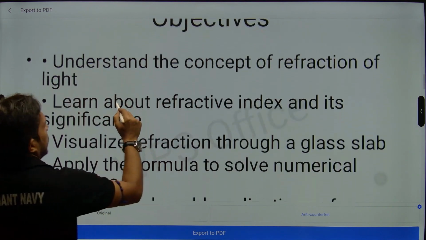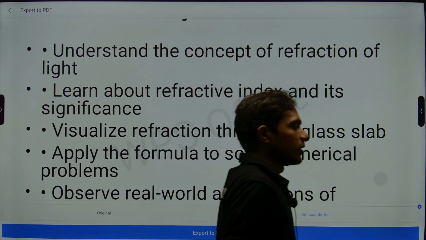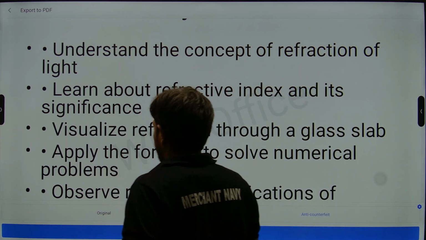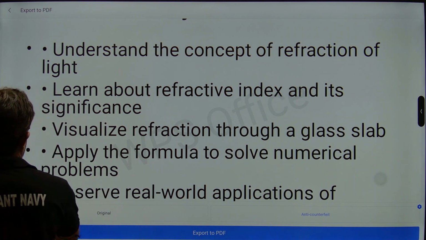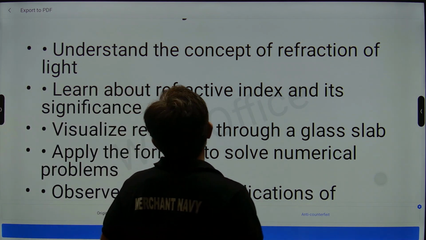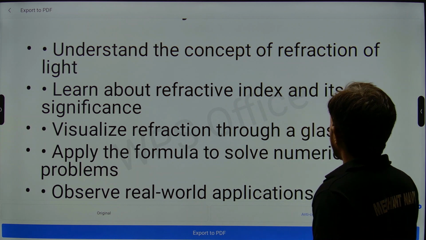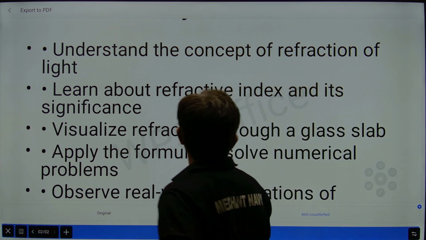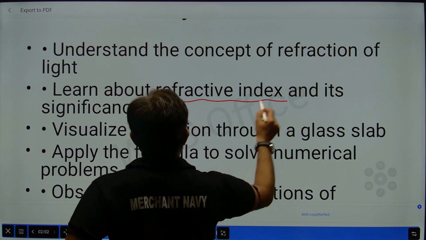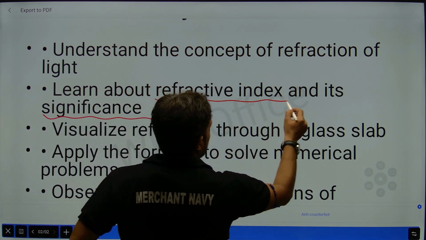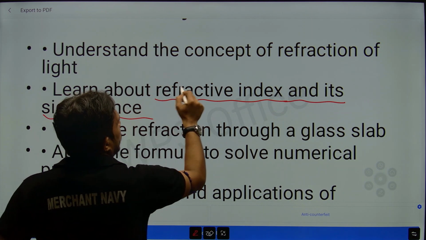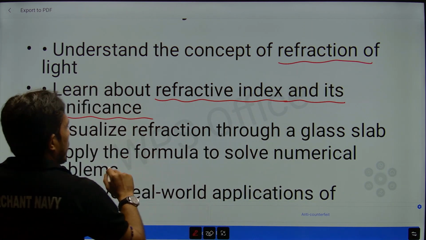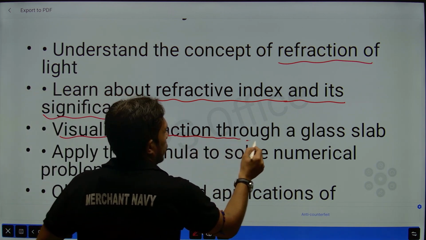So, what are the objectives? First we need to introduce it. First we read the concept of refraction. Next we will read about the refractive index and its significance. This is the most important topic. Now, the definition of refraction will be included here. Next, visual light refraction through a glass slab.